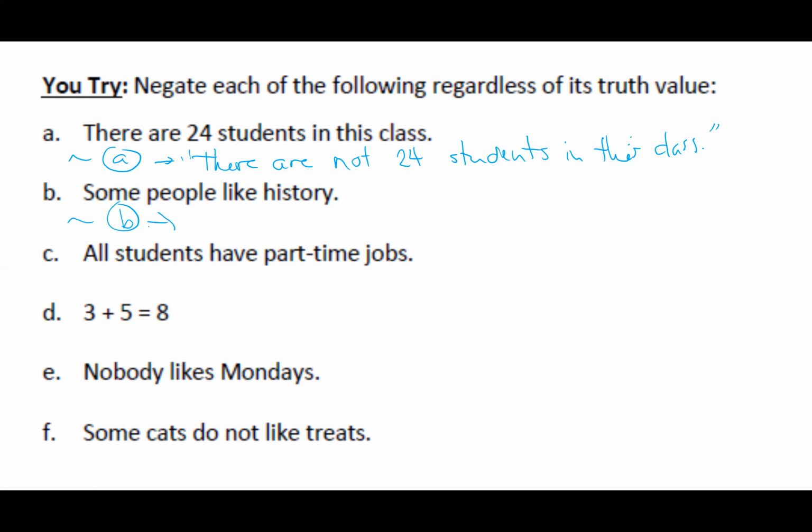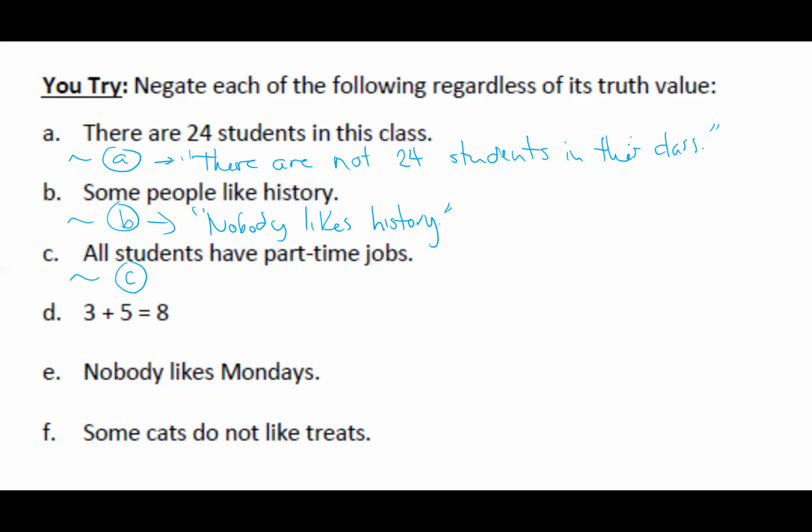For B, I'm negating B. Some people like history. Nobody likes history. So if I'm saying there are some people who like history, the way I would negate that is I'd say, oh, there aren't any people who like history. Okay.